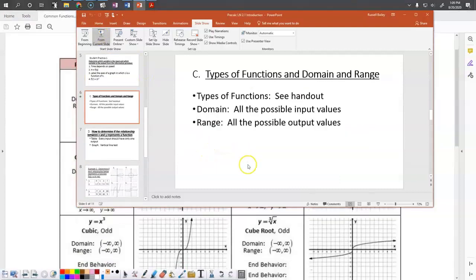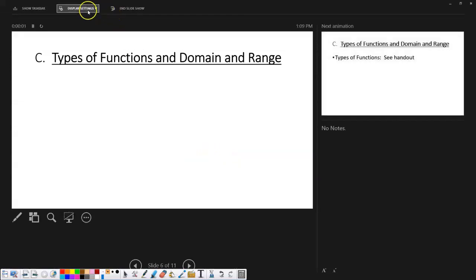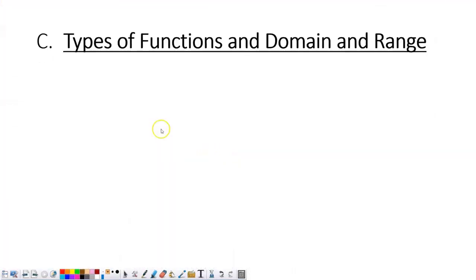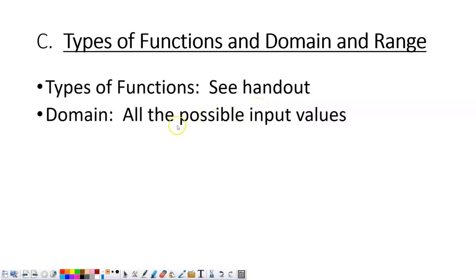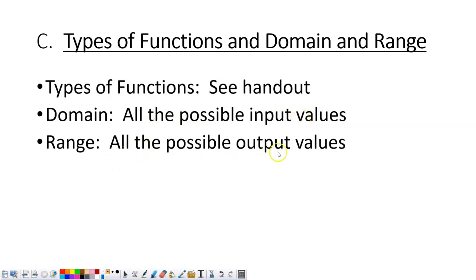So now let's talk about domain and range. Domain is all the possible input values, as I mentioned before, and range is all the possible output values. For instance, when it comes to some strange functions, suppose I gave you this function, the square root function. This is an equation representation of a square root function.